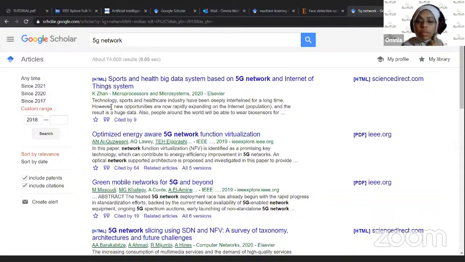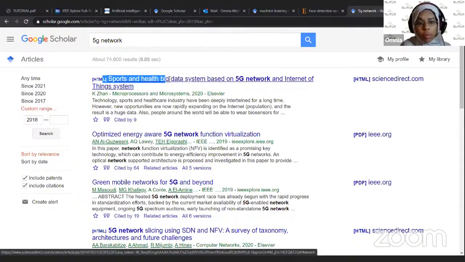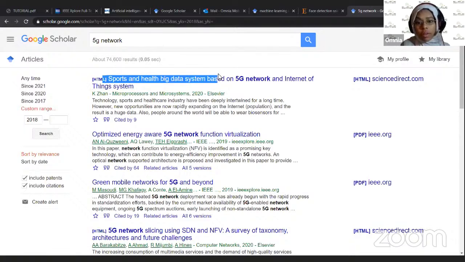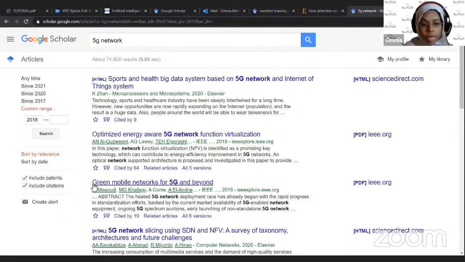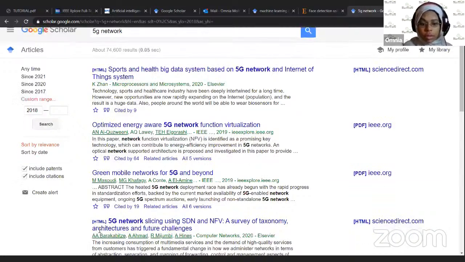Now we can see that the results became more recent. We can see the papers here got published in 2020. From the title, we can read sports and health big data system based on 5G network. That means that in recent years, publications became more specific. It's not about talking about 5G networks in general, it became more specific. So here we can notice the trend that the research field in 5G networks is going towards. Here also we can see green mobile networks and so on.